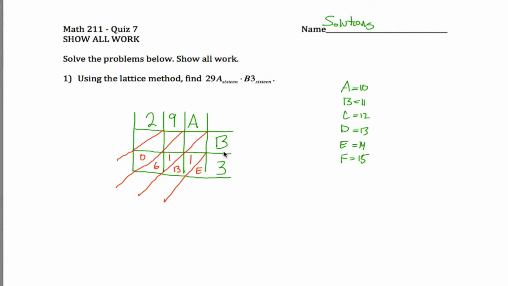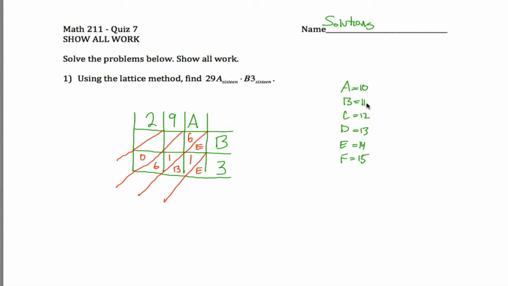A times B, oh, that's going to be a pain. Well, let's see, A times B, that's 110. So how many 16s go into 110? 5 16s is 80. So 6 16s would be 96. So I get 6 full 16s. That gives me 96. I want a total of 110. So I need 14 more. 14 more would be an E right here.